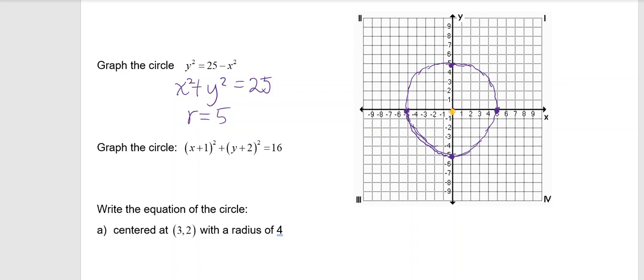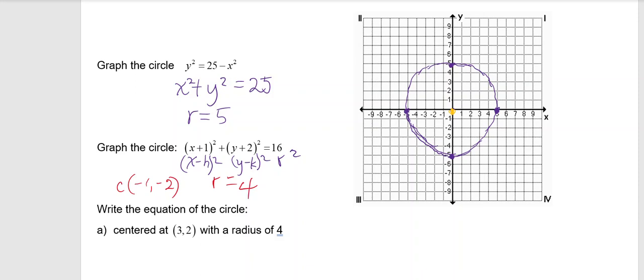Okay, so here's another one to practice. This circle is not centered at the origin. Where would be the center of this circle? Remember, this is (x minus h) squared, this is (y minus k) squared, this is r squared. So I'm going to actually do this one in red. So h is -1 and k is -2. So our center is going to be (-1, -2). And our radius is going to be 4, of course, the square root of 16.